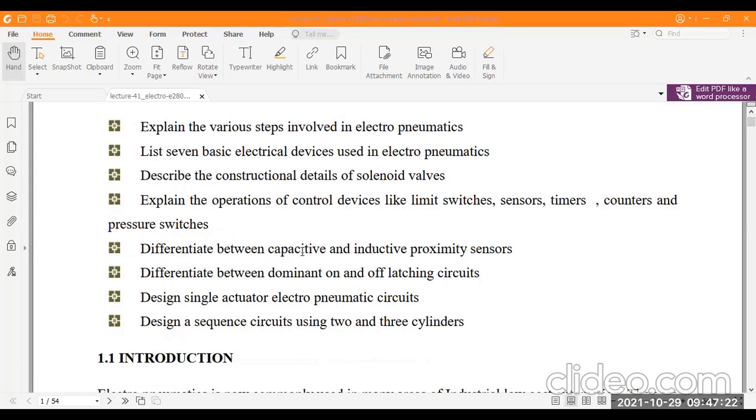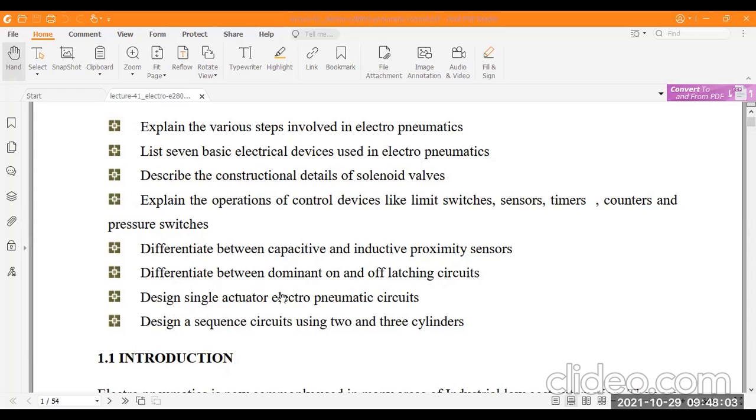Another one, differentiate between capacitive and inductive proximity sensors. This is another sensor we use in the pneumatic controller part, the proximity sensor. The proximity sensor is classified into two types: one is the capacitive type proximity sensor, another is the inductive proximity sensor. Next we have to know how to differentiate between dominant and latching circuits. This is a latching circuit where we use the timer circuits, and we also attach latching circuits in this pneumatic controller part.